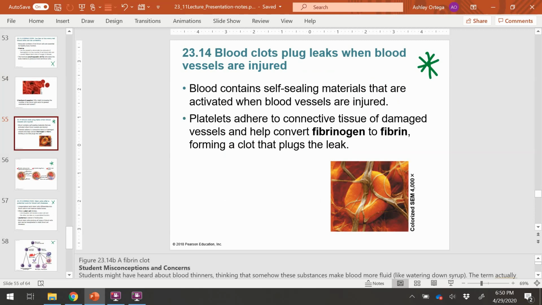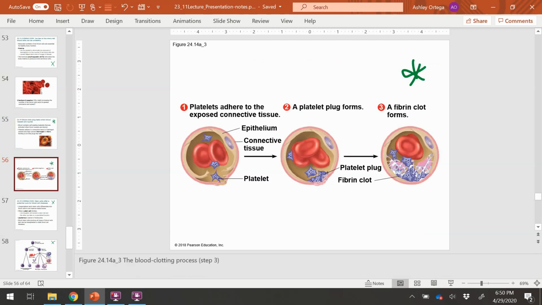Blood clots are the next thing we'll take a look at, and how they form structures that stop leakage of blood when vessels are injured. Blood contains self-sealing materials that are activated when blood vessels are injured. Let's take a look at that process on the next slide.